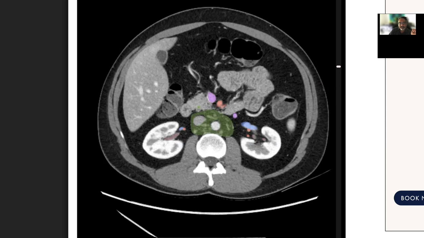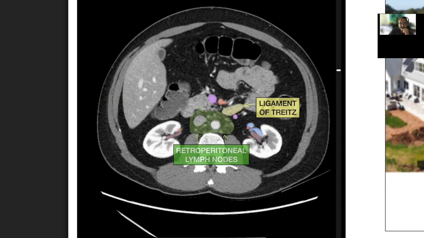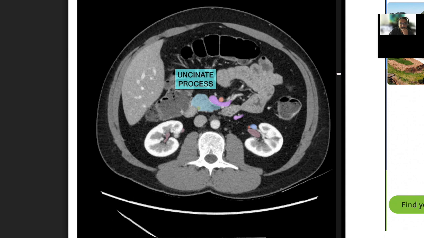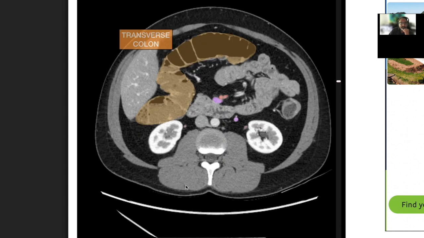Okay. And if you keep going down, where's the second portion of the duodenum? It's showing you there. And then the renal pelvis, retroperitoneal. If you want to see these lymph nodes, I've done the lymph nodes in the lymph node lecture. Let's keep going down. Uncinate process, ampulla. So it's showing you the pancreas here and the bile duct associated with it. Yeah, there you go.